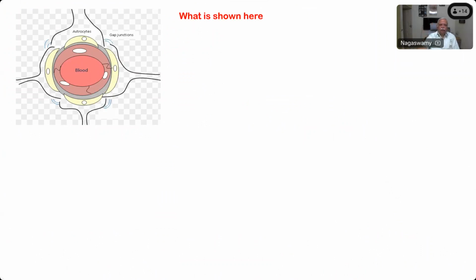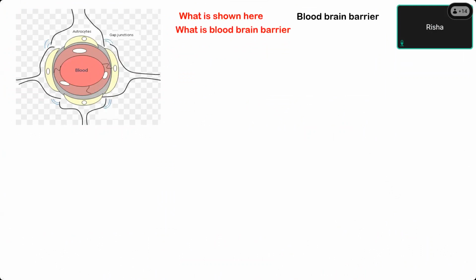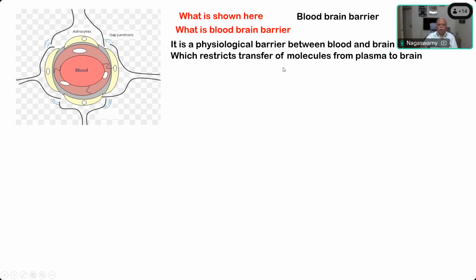So we are showing here a blood-brain barrier. What is a blood-brain barrier? What are the components? A tight junction is created. You can see in this picture, there is blood here, that means this is a blood vessel wall, and this is the astrocyte foot process. This is the tight junction. It is the physiological barrier between the blood and brain tissue, which restricts transfer of molecules from plasma to the brain.